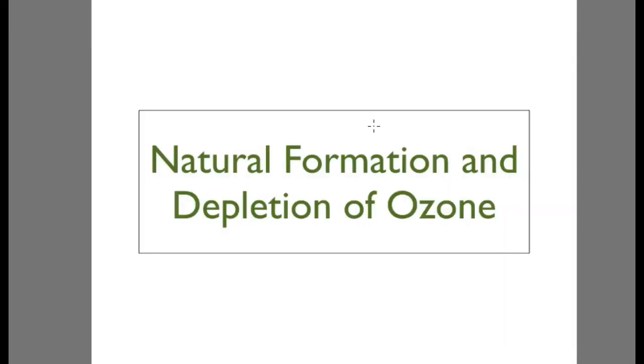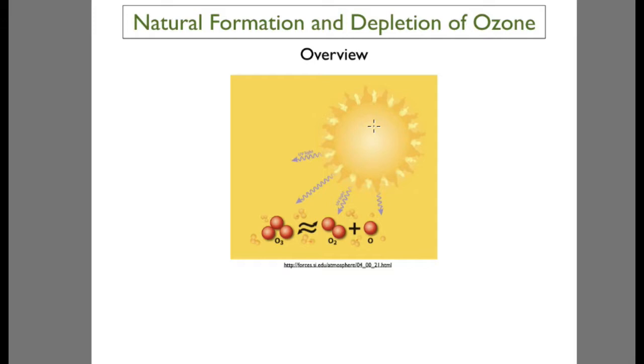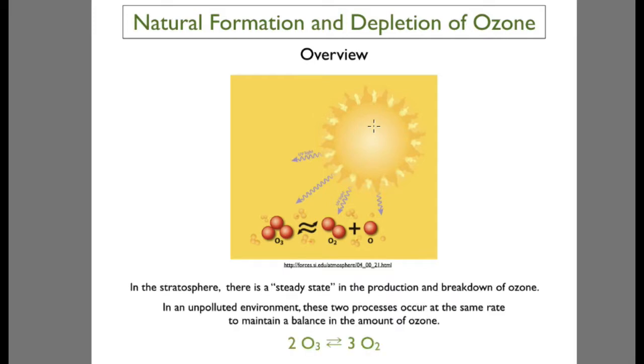Okay, the natural formation and depletion of ozone. Here you have the sun kicking out radiation, infrared radiation, and UV light. In the stratosphere, there's a steady state in the production and breakdown of ozone. In an unpolluted environment, these two processes occur at the same time to maintain a balance in the amount of ozone. So it's constantly being made and constantly being broken down.